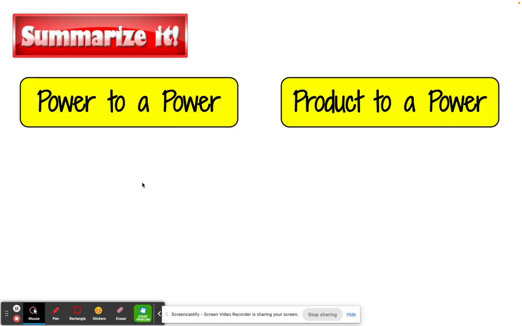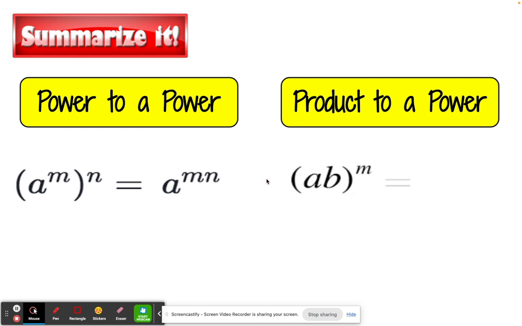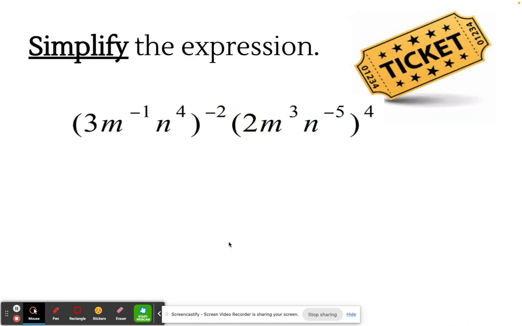Quick summary. Power to a power. A to the m raised to the power of n will give me a to the power of m times n. Now if I have a product to a power, everything inside those parentheses, anything being raised to that power, has to be raised. So a to the mth power times b to the power of m.